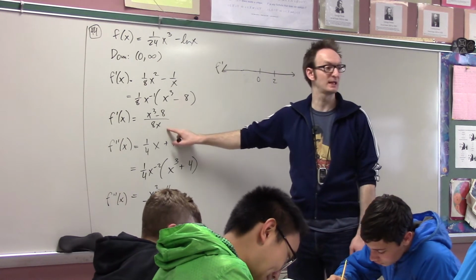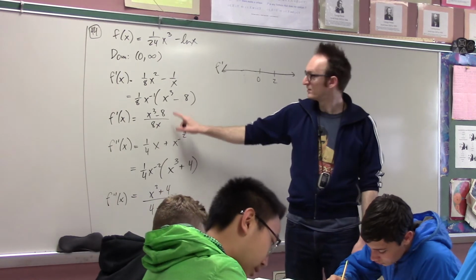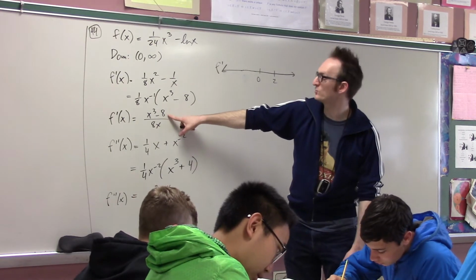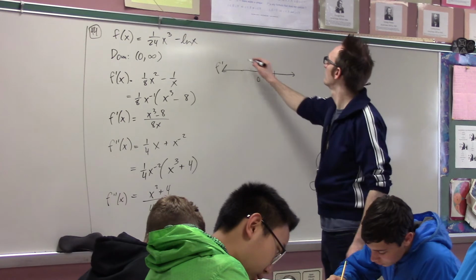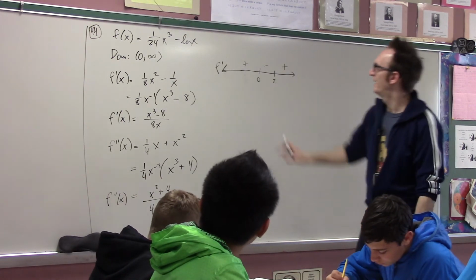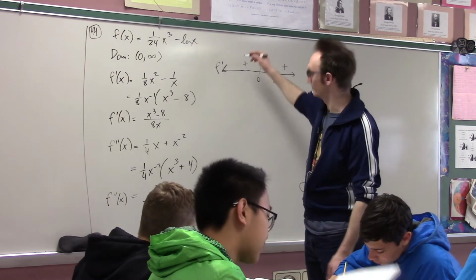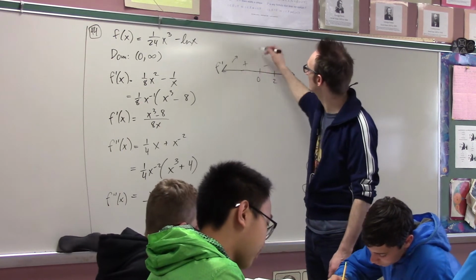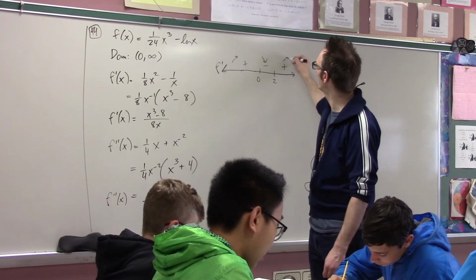Well, it's going to be basically quadratic-y effectively, right? This function only has one root at 2, that's it. And this, so plus, minus, plus. Good. So that means that my function is increasing, and then decreasing, and then increasing.